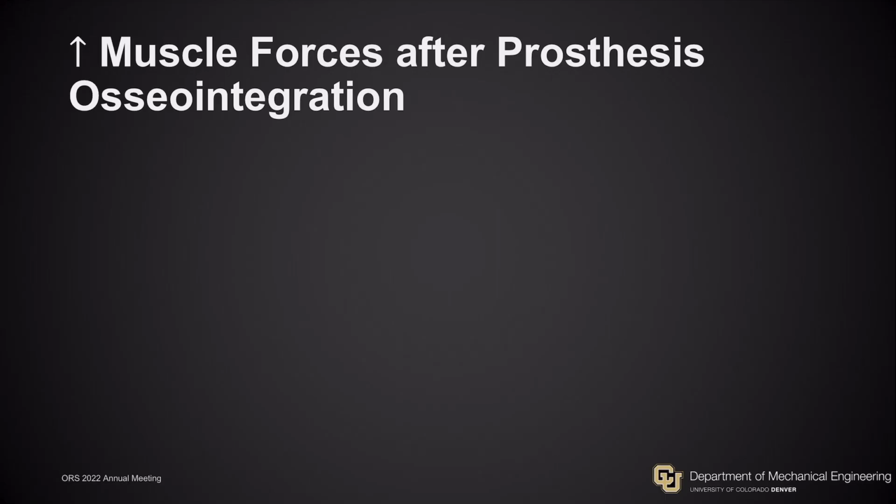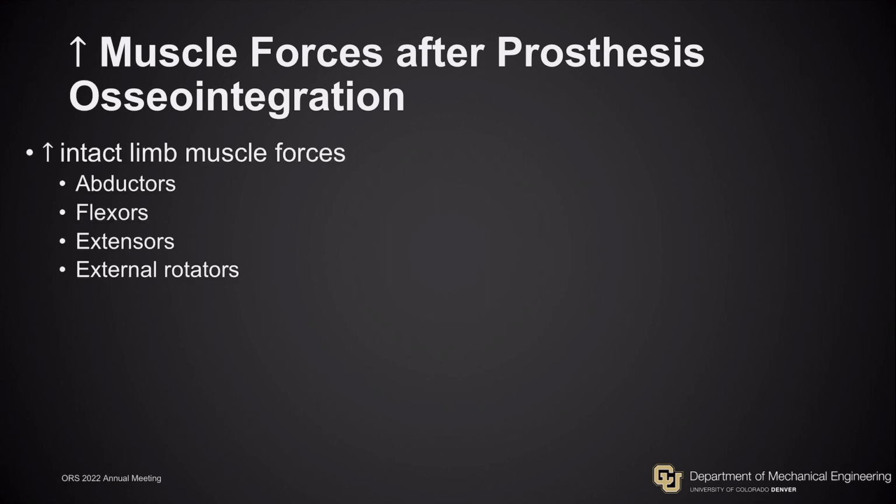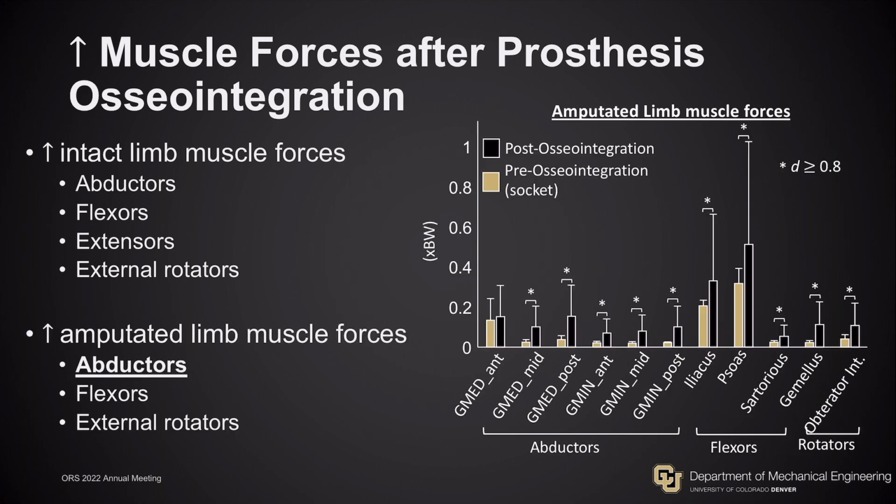effect size. Our results demonstrated an increase in muscle forces after prosthesis osseointegration. Notably, on the intact limb, we found increases in nearly every muscle group responsible for the controlled lowering during the sitting task. We found a similar trend on the amputated limb with an increase in muscle forces in many groups, but much more pronounced.